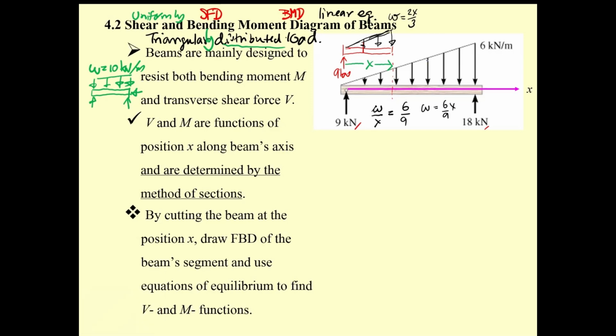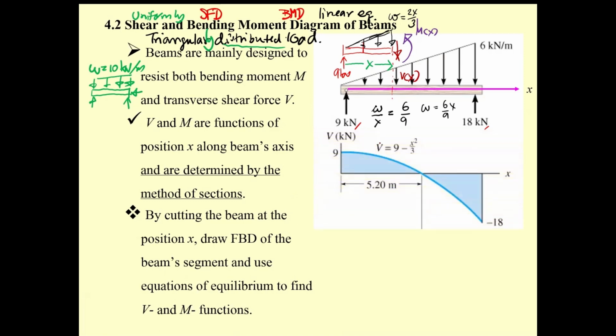After you get the reaction, you put the sign convention for this M sub x, and for this one, the shear V sub x. For sure, V sub x is going to be this function. Note that with the linear function, this is going to be in the form of a polynomial with an x squared term. It's going to be quadratic.